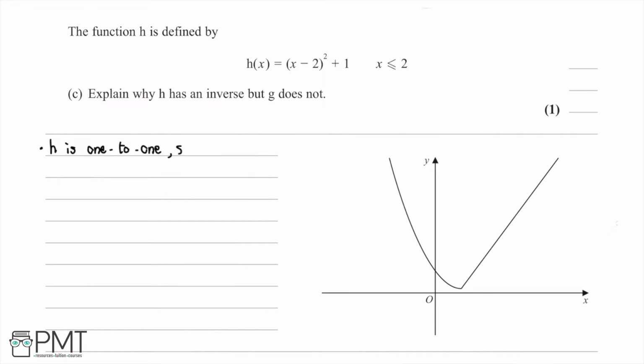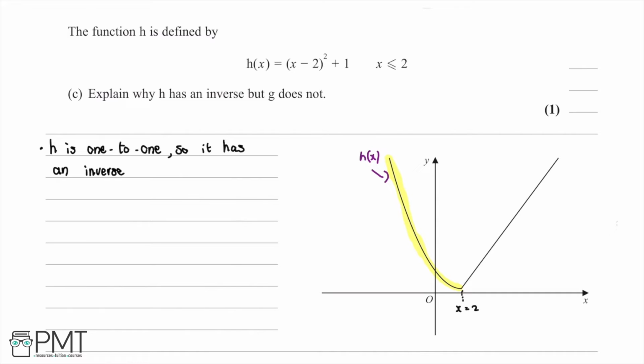And that means it has an inverse. And how do we know this? So we know that h is going to be everything on the left side of the graph from the point where x is equal to 2. So x is equal to 2 here. So we know that h of x is going to be this part of the graph here. So I'll just label that on the graph h of x.